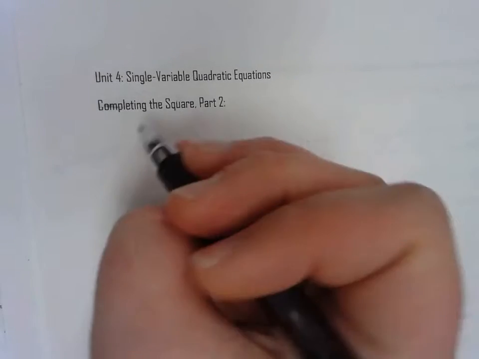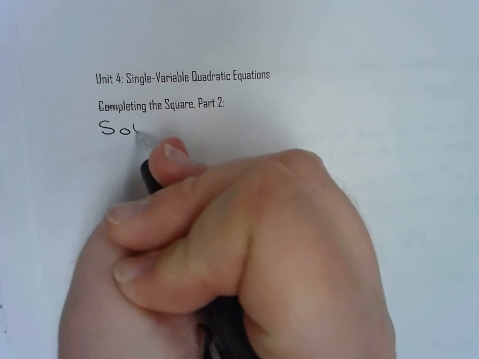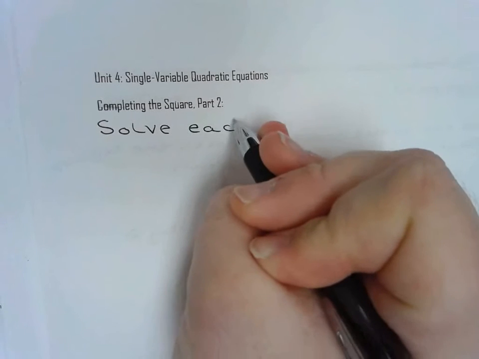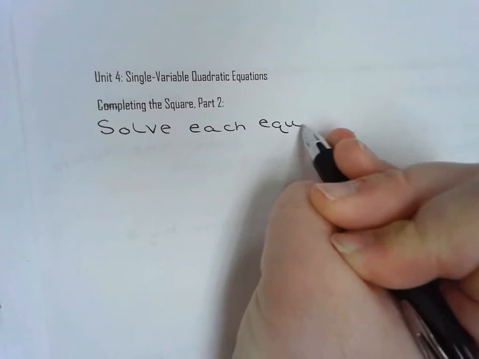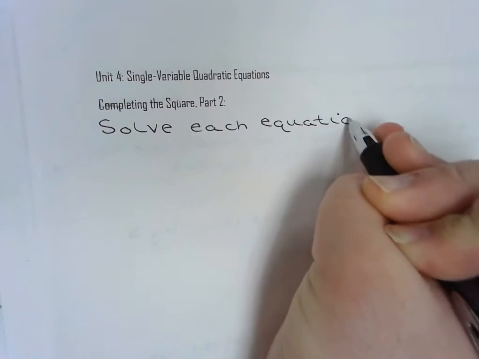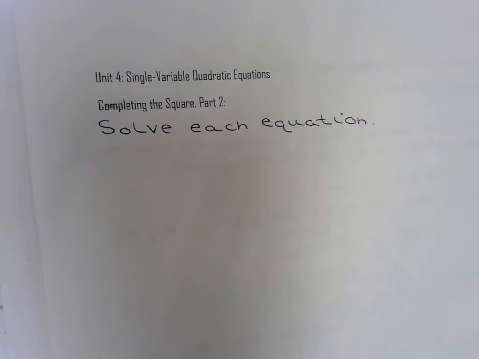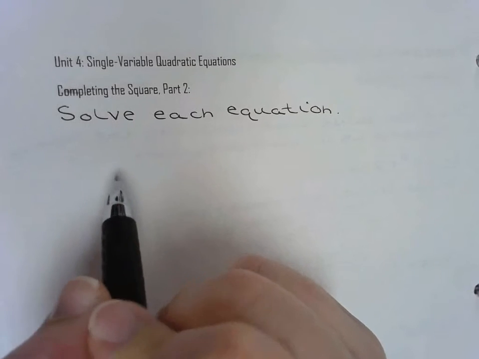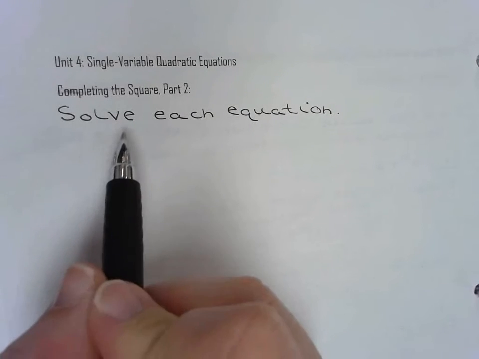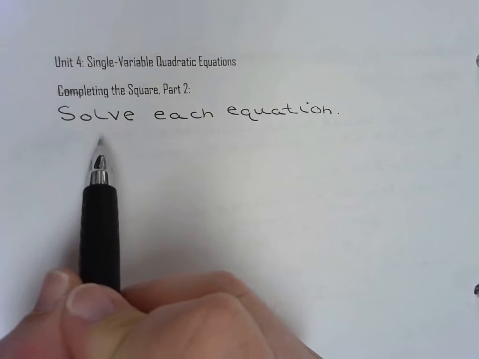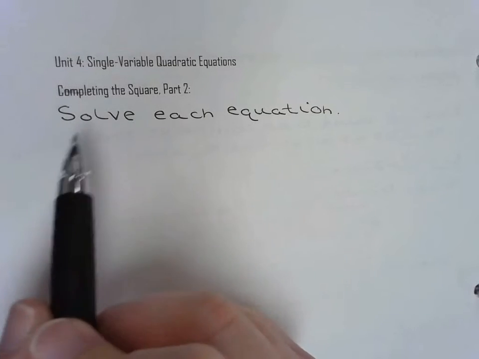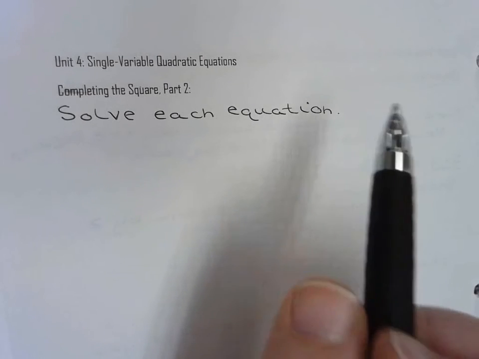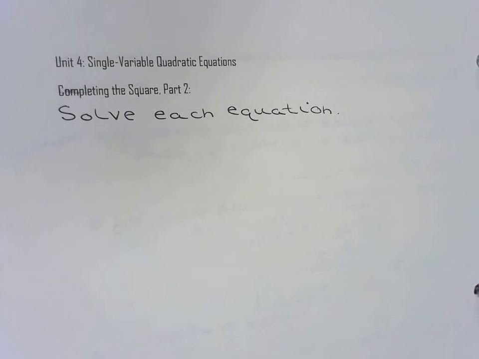Okay, so let's look at this. Listen up. The second part of completing the square is we are going to solve each equation. So now we are going to take what we did in part 1 and actually use it to solve a quadratic equation. It is going to get harder, but that's why we split it into 2 parts. So hopefully you have the first part done well. Solve each equation. These are quadratic equations. How many answers will I usually get with a quadratic equation? 2.